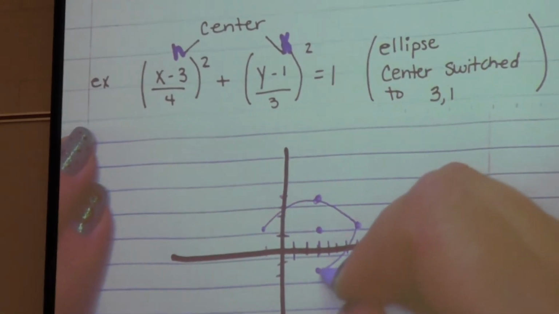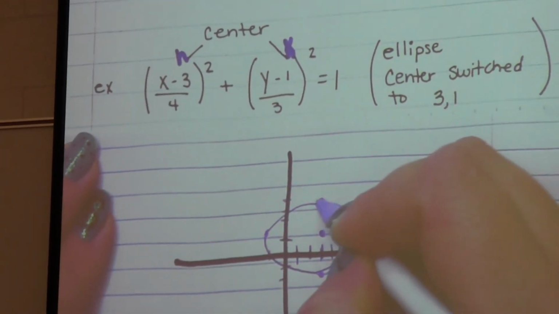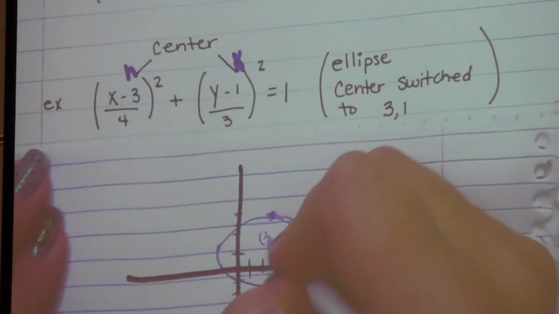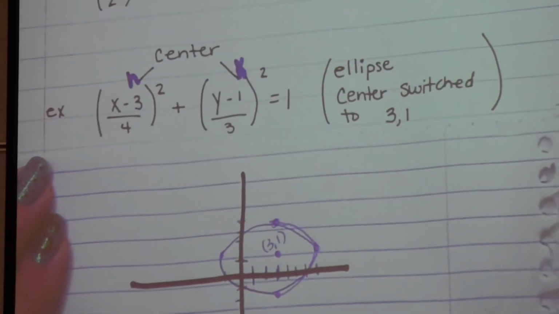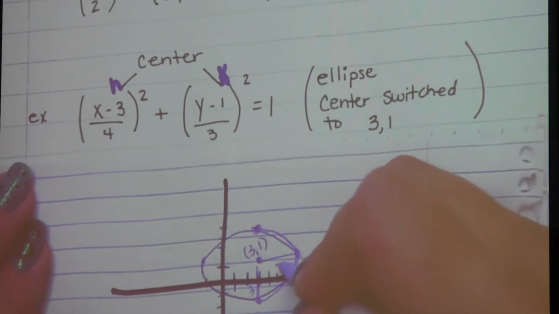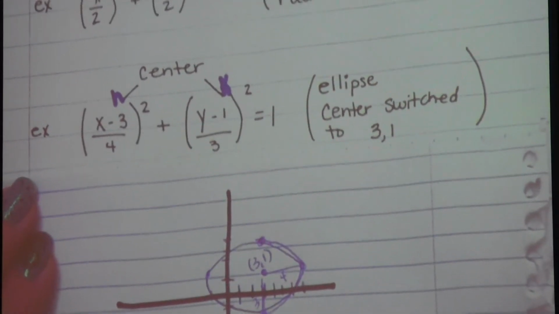Is it beautiful? No. Those of you who are artistic will have much more beautiful, or at least symmetric looking ellipses. But I might put in then that my center was 3, 1, so I can remember. And I could make a little indicator like this is 3 and this is 4, for those of you who are hoping that you can draw just as beautifully as me.